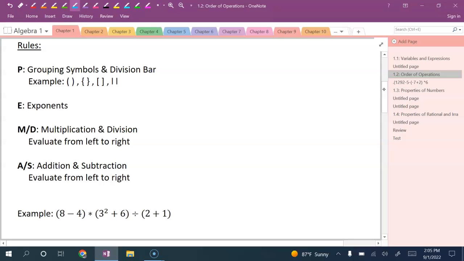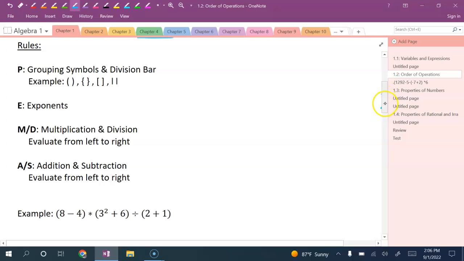Then M and D would be multiplication and division. And they're grouped together because you evaluate the problems by reading them from left to right. So whatever comes first is what you do. So if division happens to come before multiplication, you do the division first. The same rule applies for addition and subtraction. Read the problems from left to right. Whatever is written first, you evaluate that, and then you just work your way down the line until you're all done.